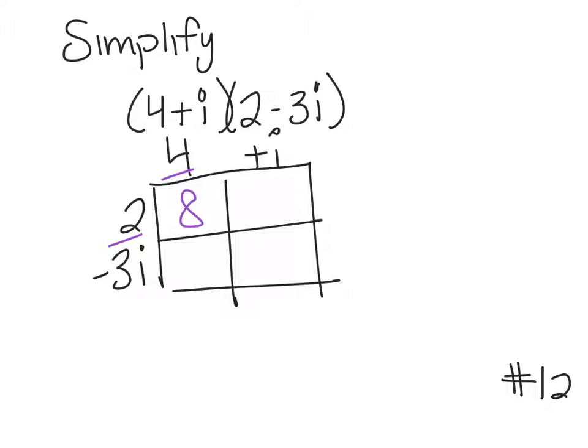2 times 4 is 8. 2 times i is positive 2i. Negative 3 times 4 is negative 12i. Minus 3i squared.